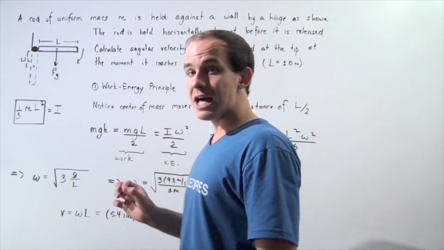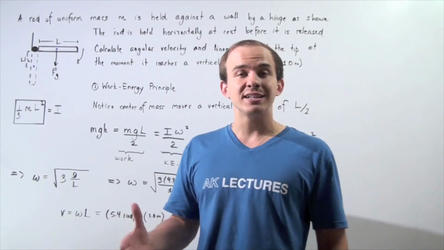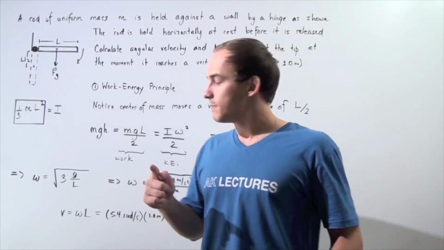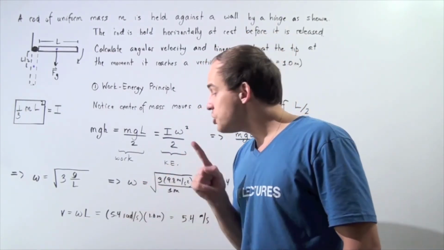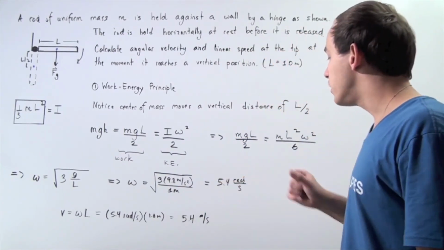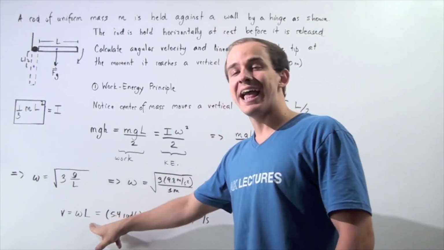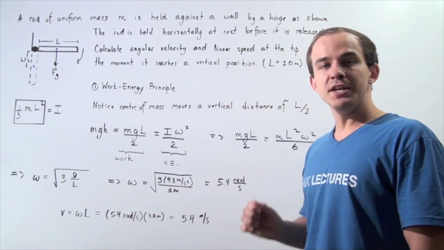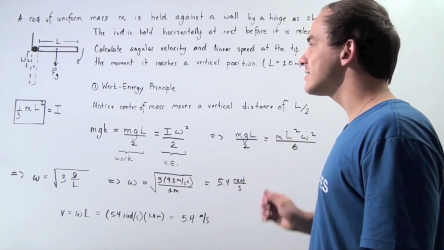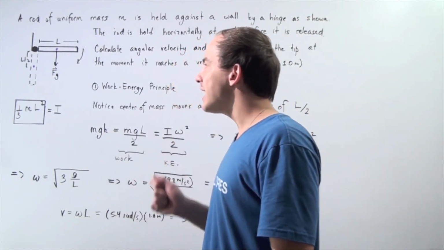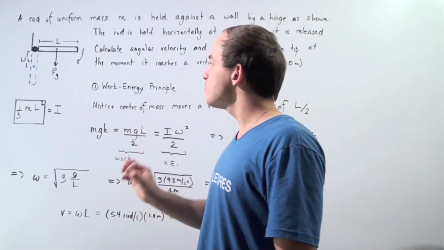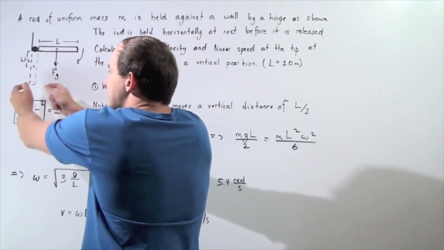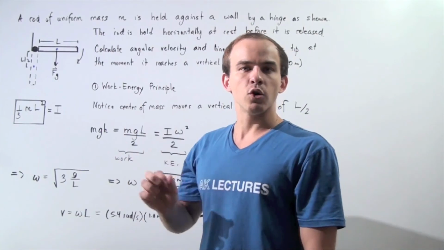To find our linear velocity, we have to recall that linear velocity is equal to the product of the angular velocity and the length of the rod. So we simply plug in our knowns. We know what the angular velocity is. It's 5.4 radians per second. And we know what the L is. It's 1 meter. So we multiply and we get 5.4 meters per second as the linear velocity of the object when the object's center of mass displaces a vertical distance of L over 2 when the object ends up exactly in the vertical position along our y-axis.